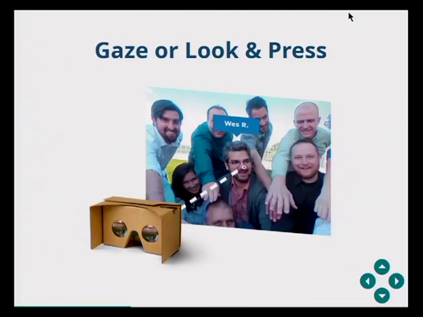A gaze is if I wanted to interact with that first row, I would look at it, and then maybe a bar would fill up or something would happen to let me know that I have to look at it this long, and then we'll assume that I wanted to interact with that. In a press, I look at it and then I click. On the cardboard, there's a little button up here. You might have a controller or something that might also let you click at whatever you're looking at.